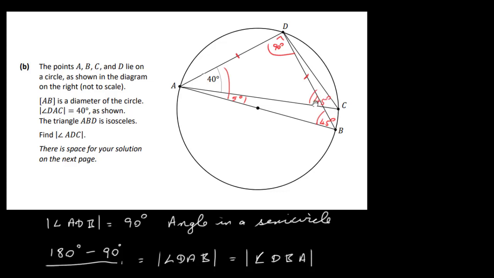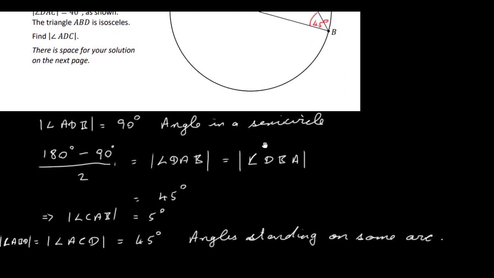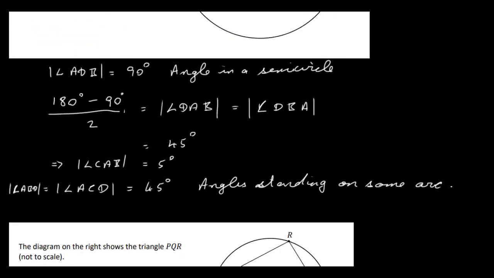Okay, so if this is 45 degrees here, and this is 40 degrees here, all we've got to do is add these two, subtract from 180, and that'll give us this angle here, ADC. So let's do that. It's 180 degrees minus 40 degrees minus 45 degrees.